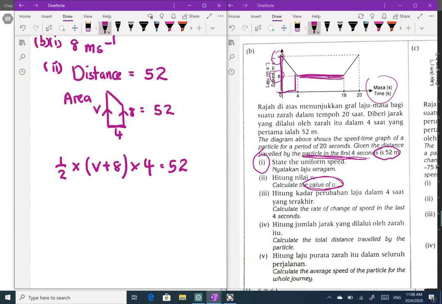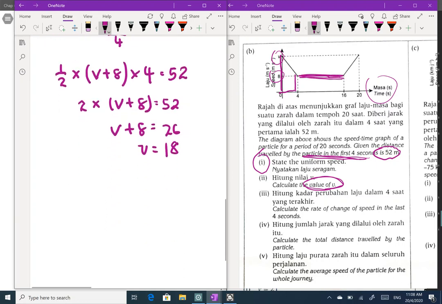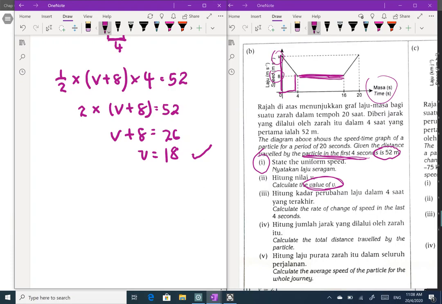So use calculator. 2 times V plus 8 equal to 52. So V plus 8 is equal to 52 divided by 2, which becomes 26. So V is 26 minus 8, which equals 18. So we get the value of V.